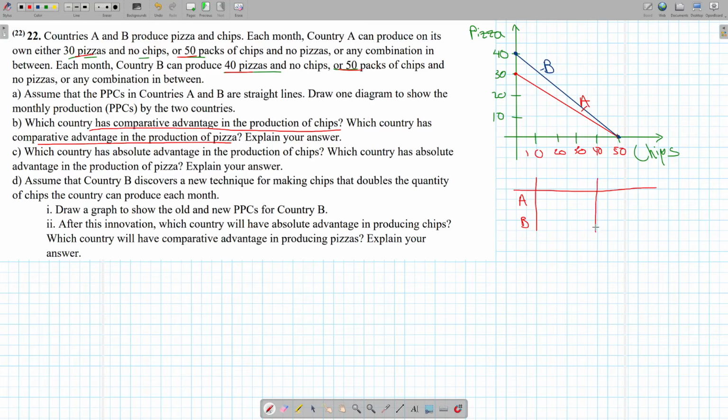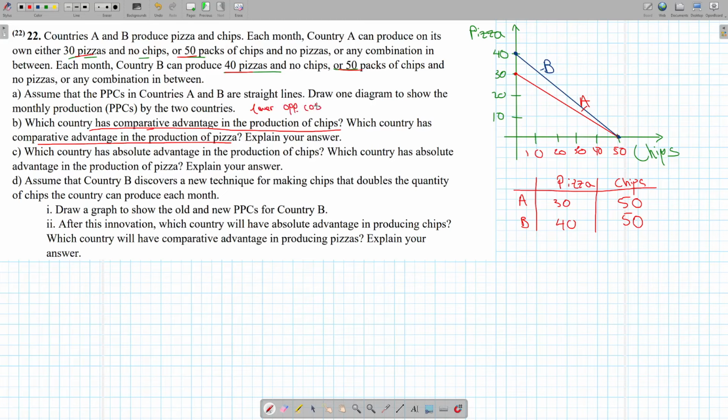I separate it into two categories, pizza and chips. Now, A has how many pizzas? 30. B has 40 pizzas. They both have 50 chips. Here's how I do it, because the table really helps you see everything really clearly. Whenever they say comparative advantage, always remember that the one with comparative advantage is the one with the lower opportunity cost.